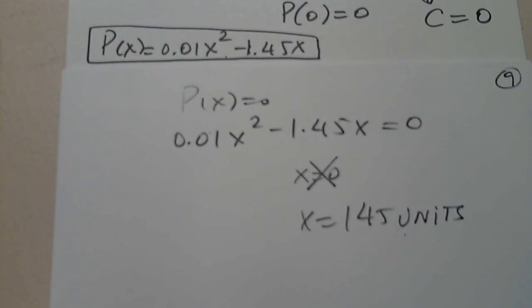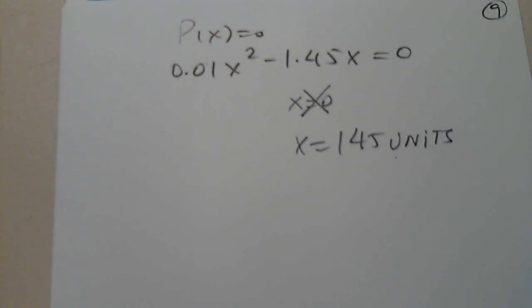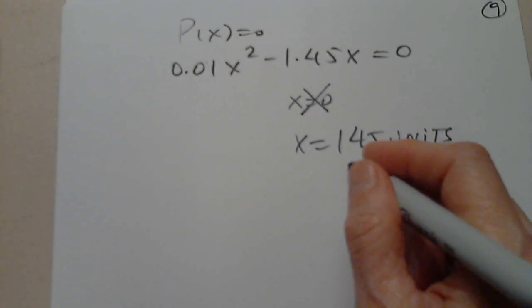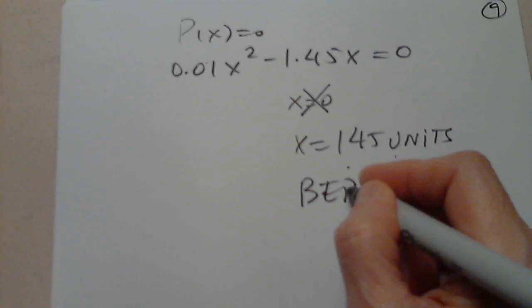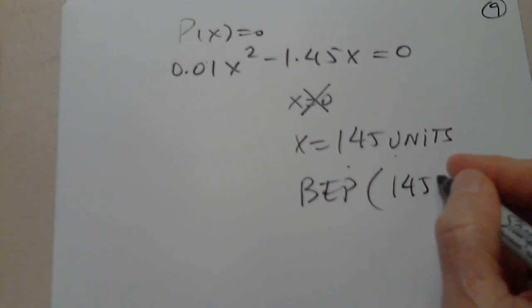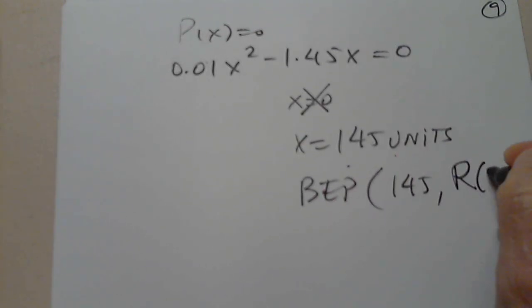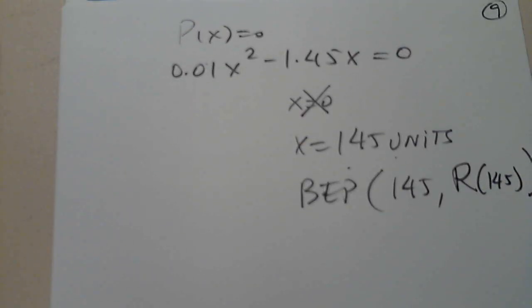So the break-even point, in case they're asking us, is 145 comma the revenue. I'm just refreshing your memory. We don't have the revenue function, so we cannot determine the point. We can only determine how many units we need to manufacture for the break-even point. In case they're asking for the break-even point, they have to give us the revenue function so we can plug in 145.